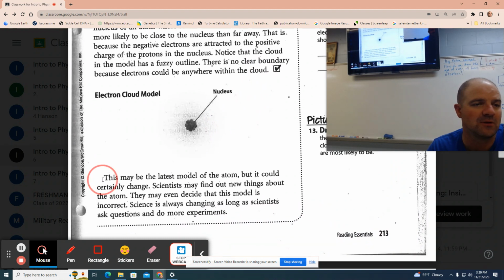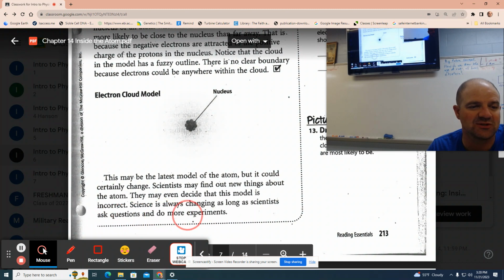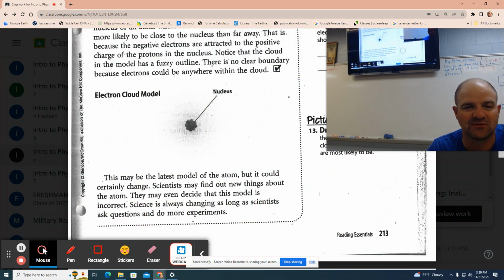And this may be the latest model of the atom, but it could certainly change. Scientists may find out new things about the atom. They may even decide that this model is just wrong. Science is always changing as long as scientists ask questions and do more experiments.